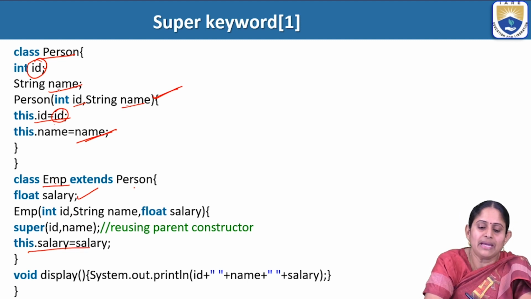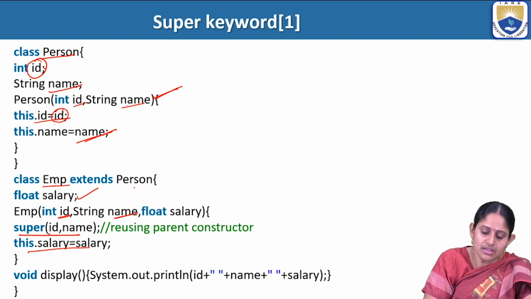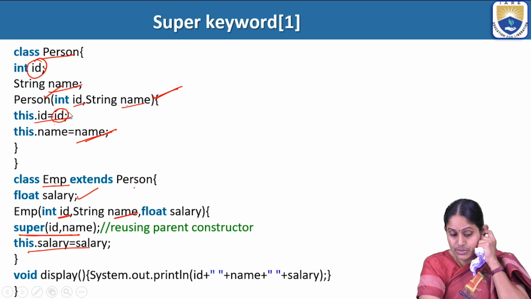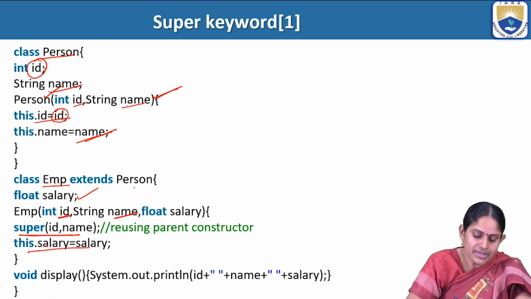So to invoke the parent class constructor, we have to call the super constructor. To the super we are passing this ID and this name. So using super with ID and name will invoke the person class constructor and assign these values which are being passed to its object, and to the salary this value will be assigned.